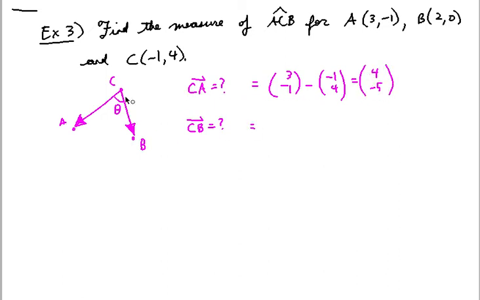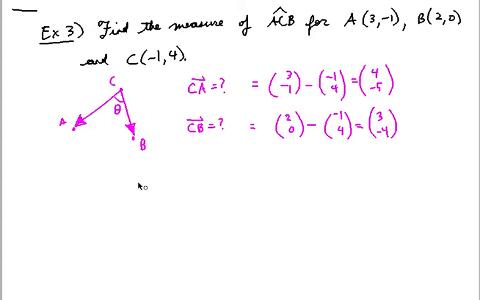Okay, what about CB? Same process. I'm going to take the coordinates of B and subtract the coordinates of C from them. So B is (2, 0) minus C, which is (-1, 4). Okay, so I have 2 minus negative 1, so that'd be 2 plus 1, so that'd be 3. 0 minus 4 would be minus 4. Okay, so now I have these two vectors. Now I'm ready to use the dot product and my special formula to find the angle between these two vectors.